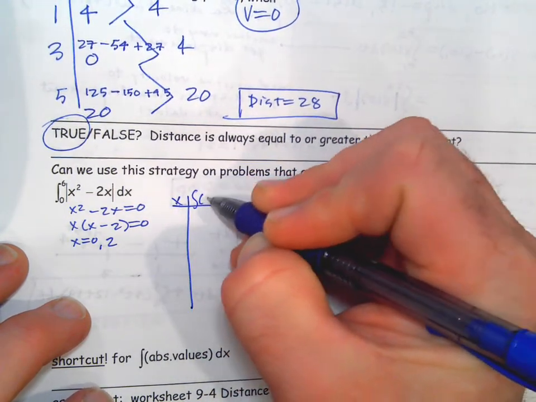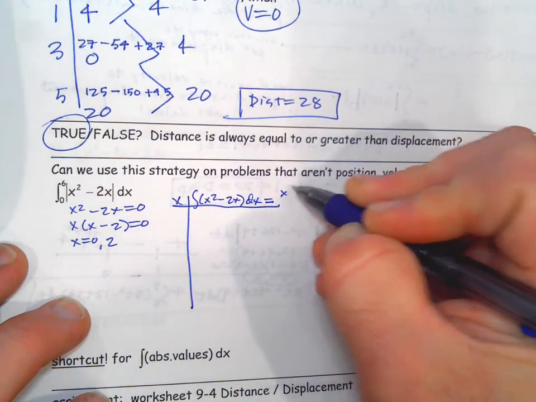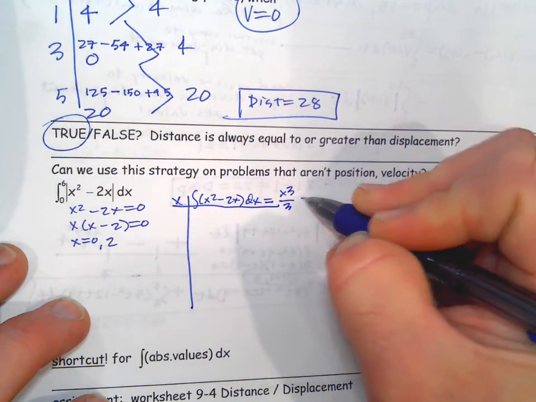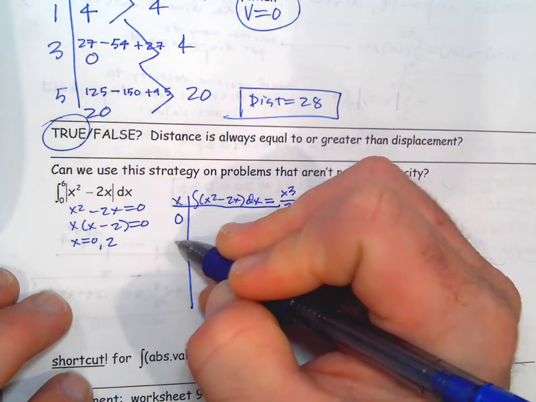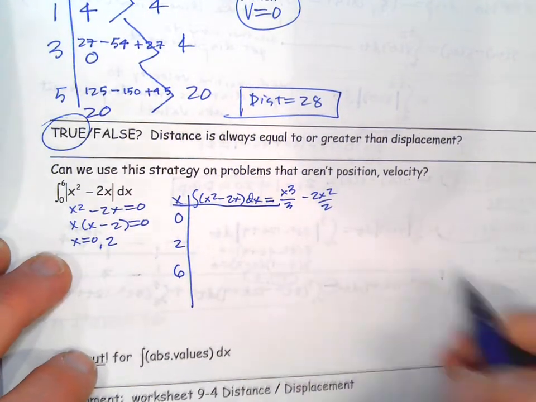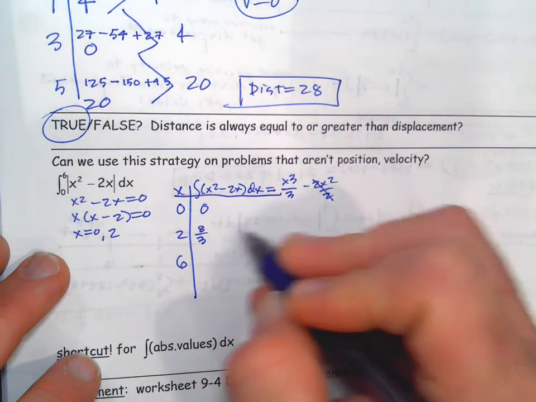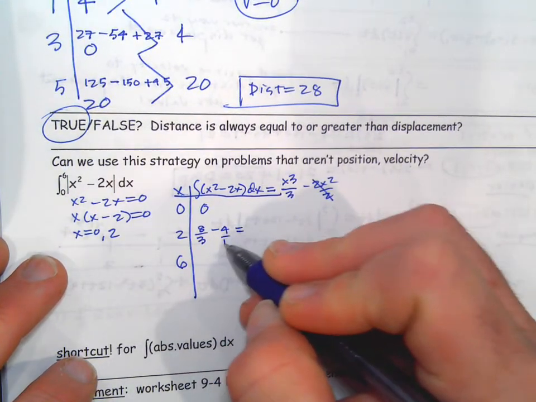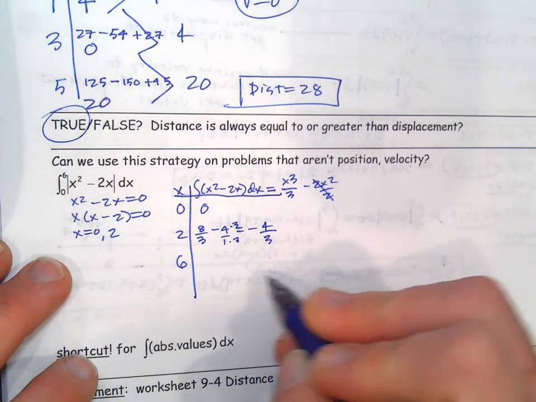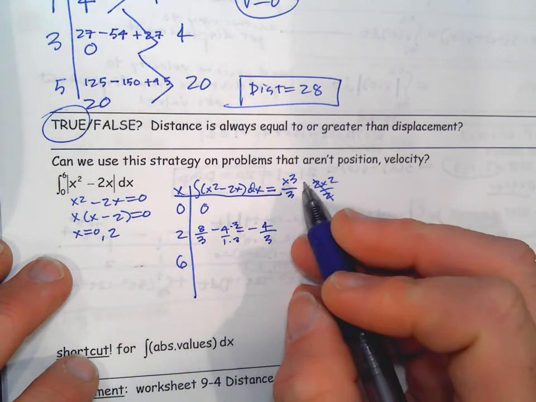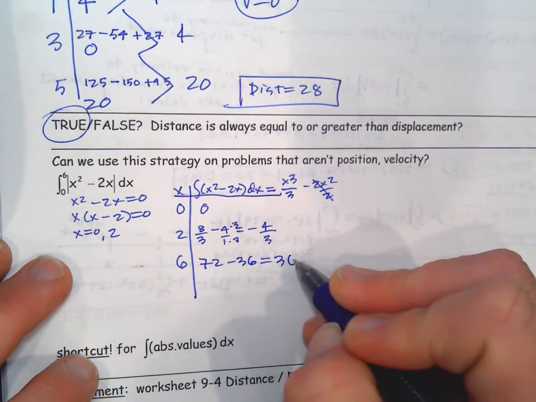Okay, now here we're going to drop the absolute values like we would if we were going to integrate it. Antiderivative of x squared is x cubed over 3, minus 2x squared over 2. We're going to plug 0, 2, and 6 in. Plug 0 in, you get 0. You plug 2 in, you get 8 thirds minus 4, which is going to be negative 4 thirds. And you plug 6 in, and you get 72 minus 36, which is 36.